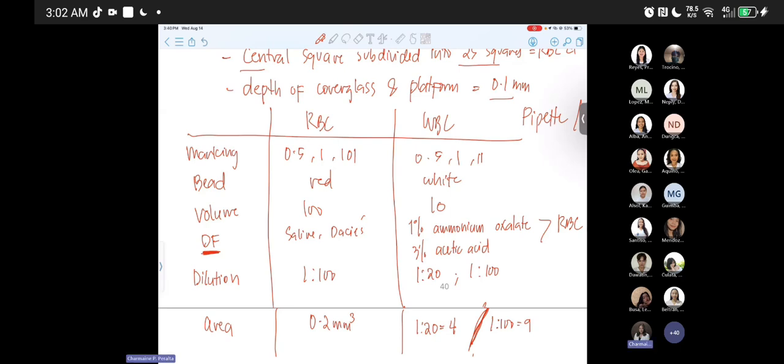Dilution factor for RBC is 1:100. For WBC, 1:20 or 1:100. Area, 0.2. For WBC, kapag ito yung dilution na ginamit, ito yung area. Kapag ito yung dilution na ginamit, ito rin yung area.